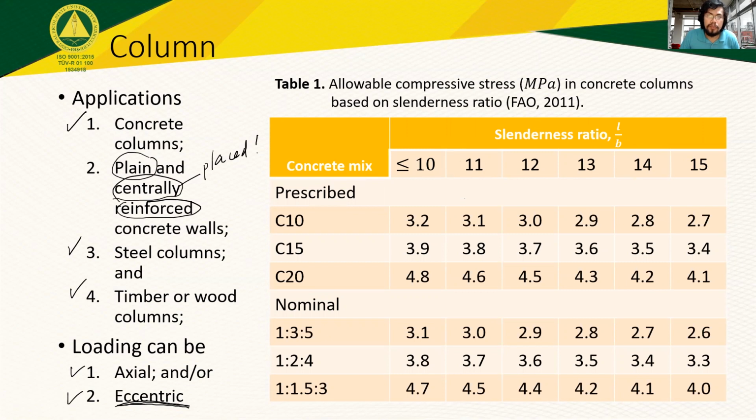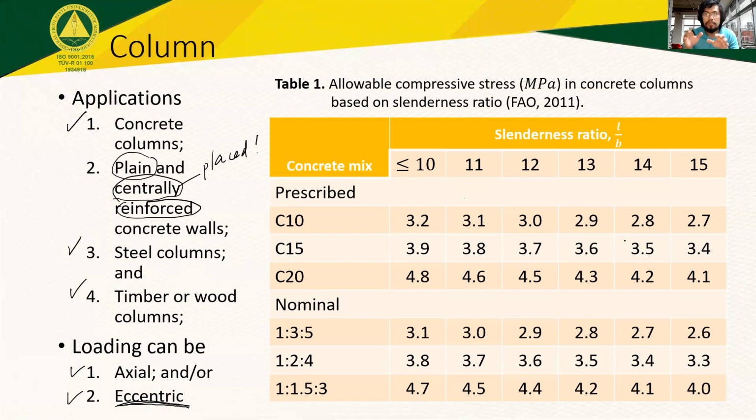The b is the dimension of the column in the cross section, and it's best to solve for both dimensions if the dimensions are not the same, meaning it could be rectangular, as long as it's not square, because if it's square, then automatically it's just one dimension. So this is for concrete columns. We have different concrete mixes having different values for different slenderness ratios.